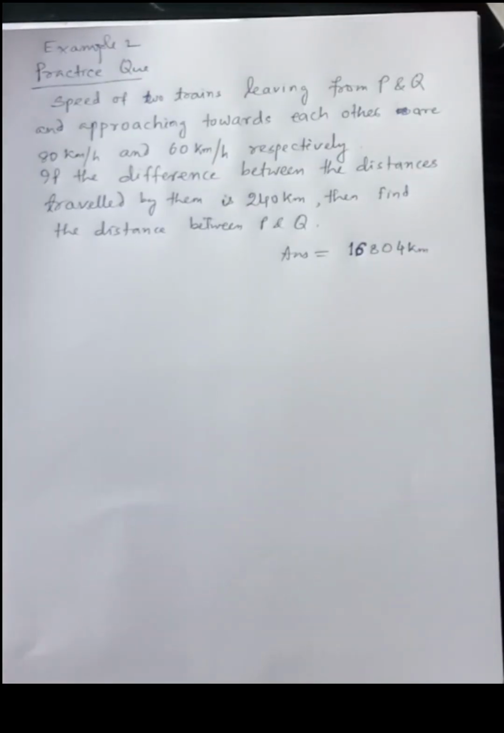Example 2, practice question. Speed of two trains leaving from P and Q and approaching towards each other are 80 km per hour and 60 km per hour respectively. If the difference between the distances travelled by them is 240 km, then find the distance between P and Q. Solve it. The answer is 1680 km.